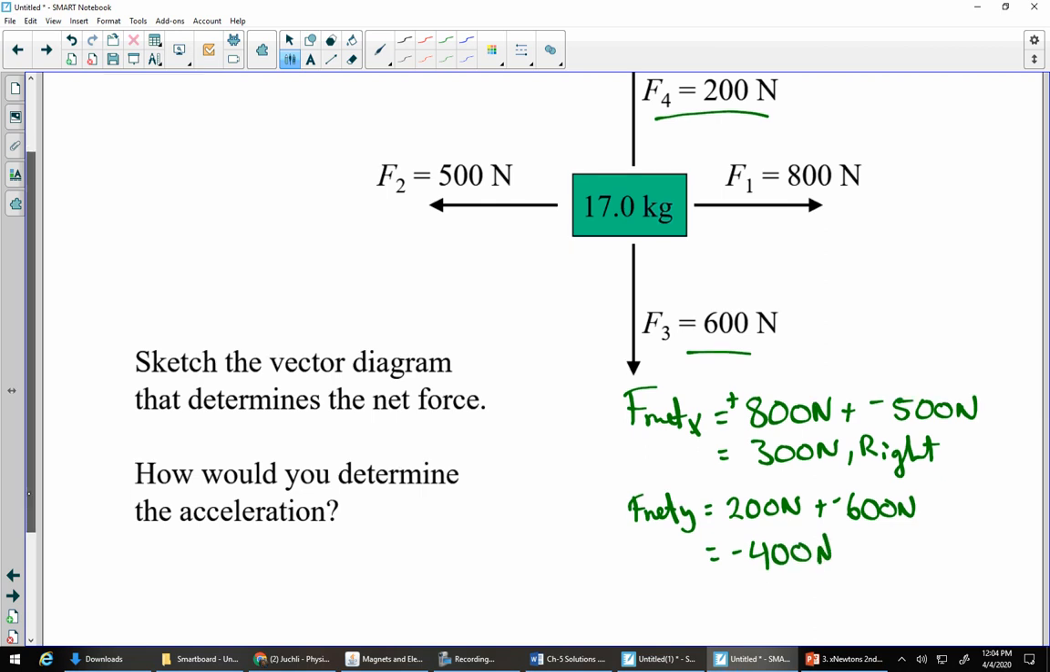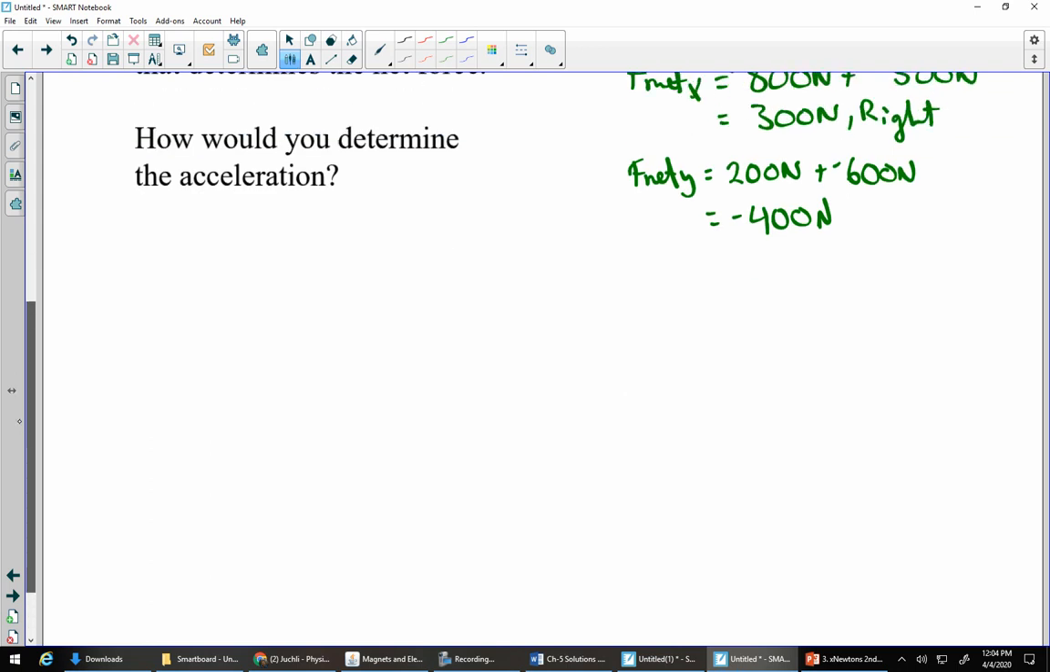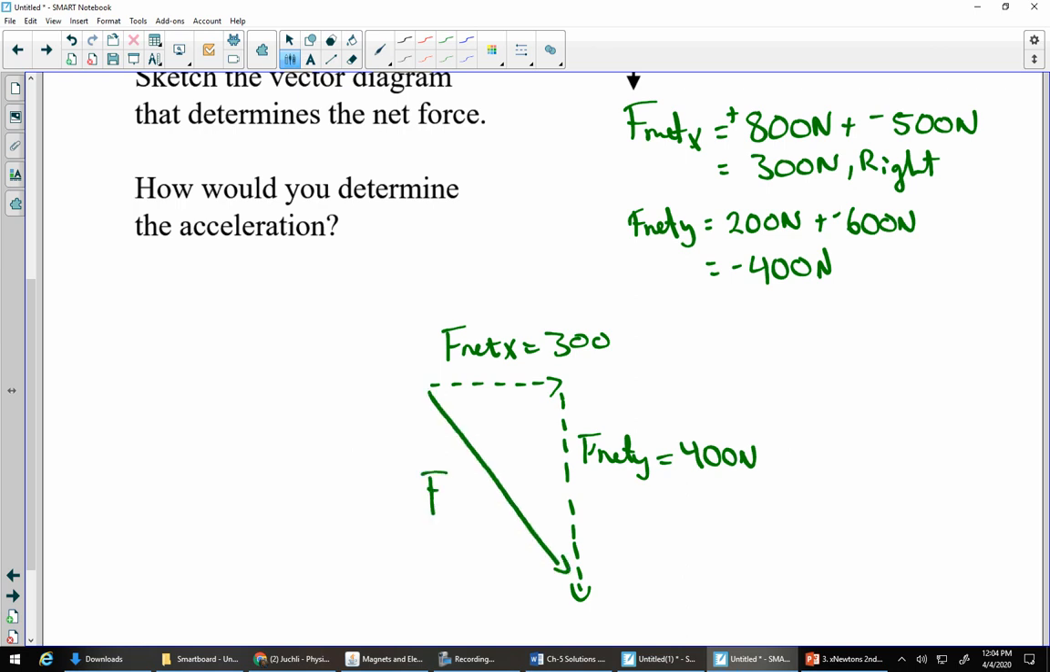Now, if I have F net in the x and F net in the y, and I wanted to put those two things together to get my overall net force, I would have F net x, 300 newtons towards the right. I'd have F net y, a little bit bigger, 400 newtons downwards. Notice we ditched the negative there because now it's all in our diagram in 2 dimensions. I'd have my overall net force going down at an angle like this.